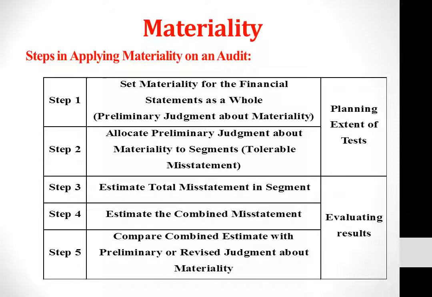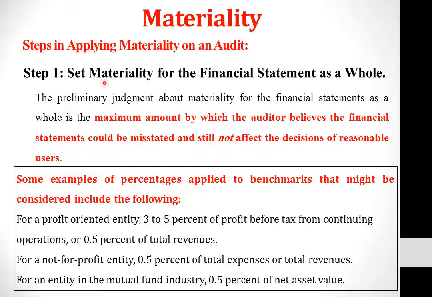Okay, first step, set materiality for the financial statements as a whole. This means that the auditor is going to calculate the maximum amount by which he believes the financial statements could be misstated and still not affect the decision of reasonable users. Okay, this means that the auditor is going to calculate the maximum amount of misstatement that he is going to accept. خلاص, يبقى في step one الأوديتور هيحسب حجم الماتيريال misstatements, or the value of material misstatements in the financial statements اللي مش هتأثر على reasonable users.